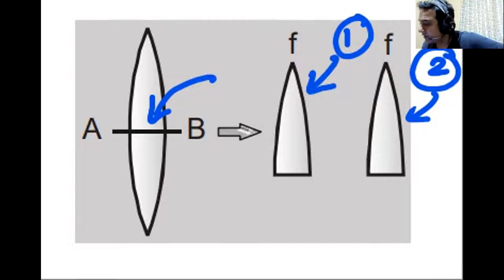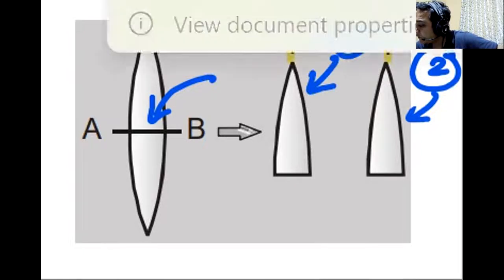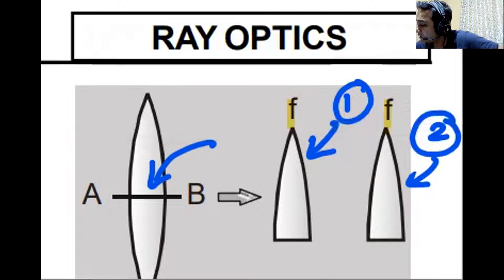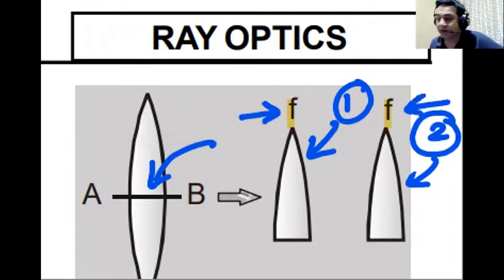What is the important thing you have to notice over here? The important thing you have to notice is that the focal length of the two lenses which I have just marked is equal to f. That means when I am cutting the lens like this horizontally, I will have two lenses. The focal length of these two lenses will be equal to f. Do we understand this?